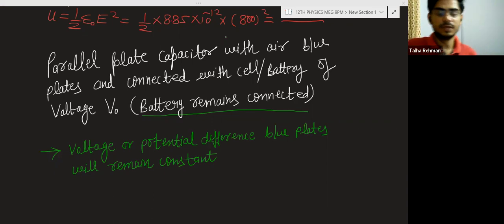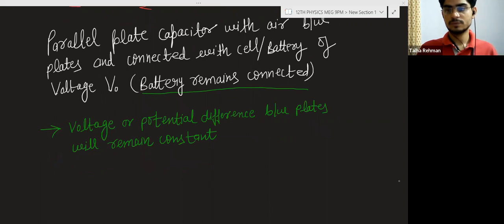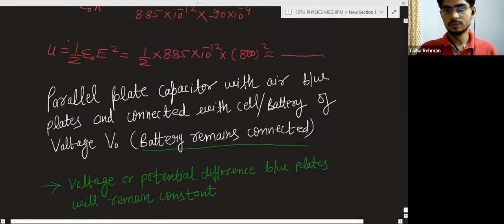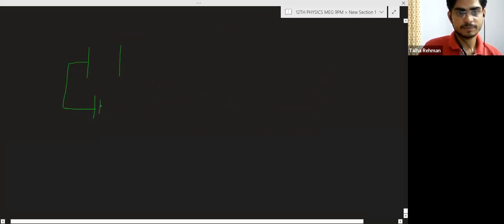Battery remains connected. So what will I do now? This is the capacitor, and this capacitor is connected with a battery of voltage V0. This is the positive terminal, so this plate will become positive and this plate will become negative.